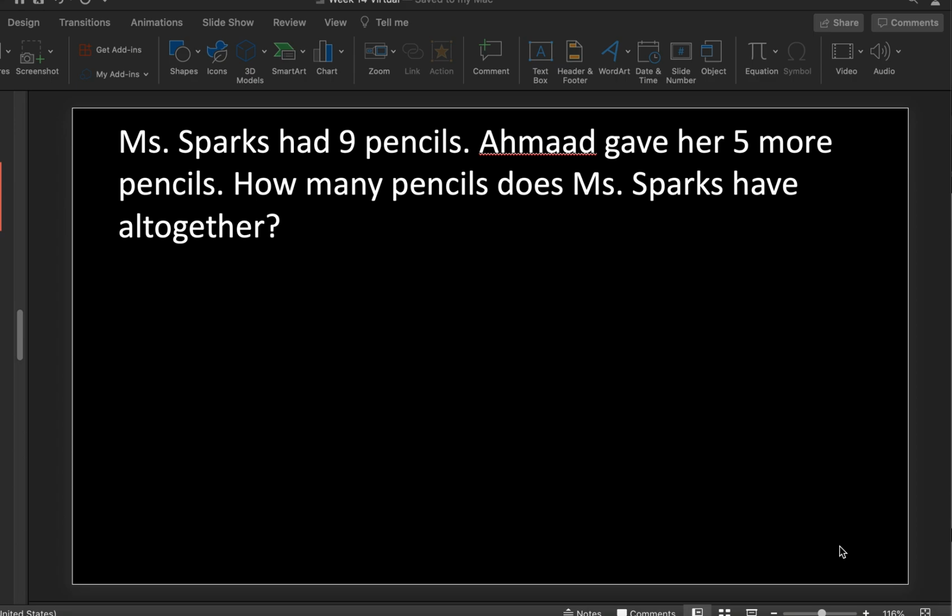So let's look at this one. It says Miss Sparks had 9 pencils. Ahmad gave her 5 more pencils. How many pencils does Miss Sparks have altogether?